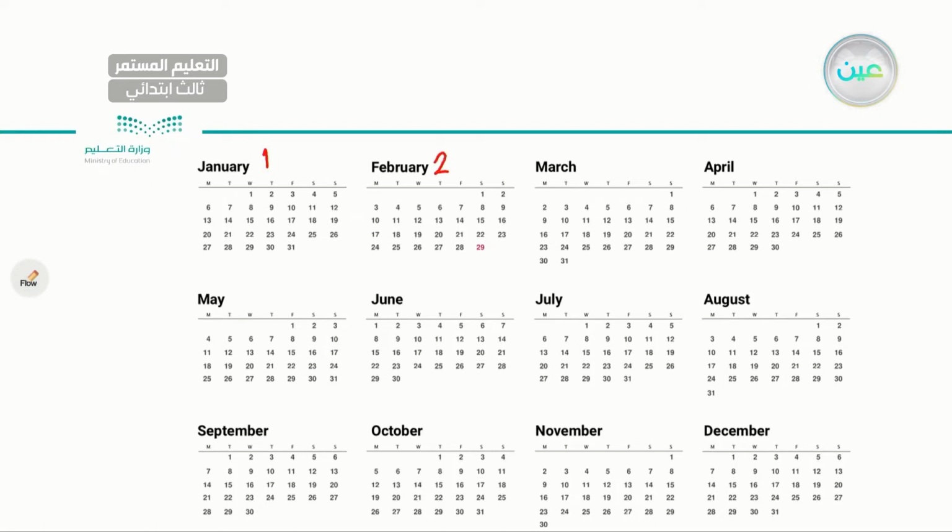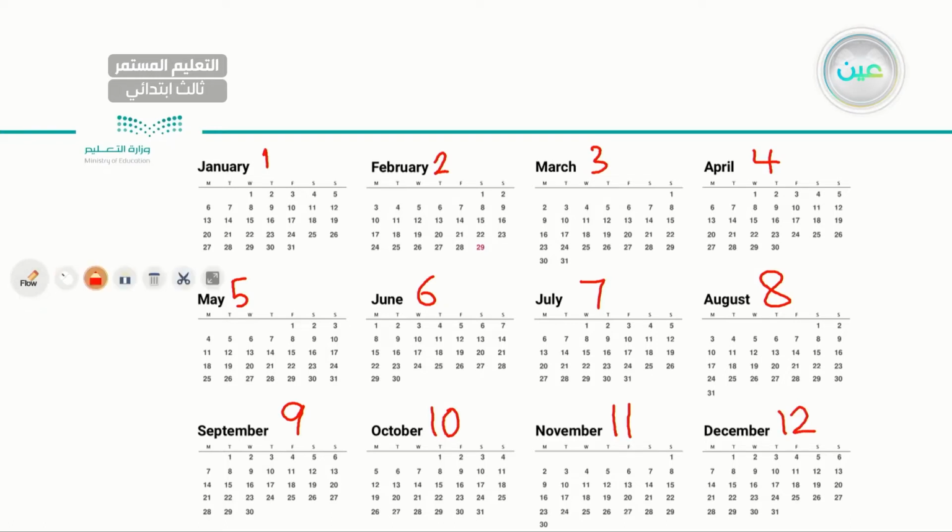February, March, April, May, June, July, August, September, October, November, and December. How many months do we have? We have 12 months each and every year. Okay? Now, let's have some activities.